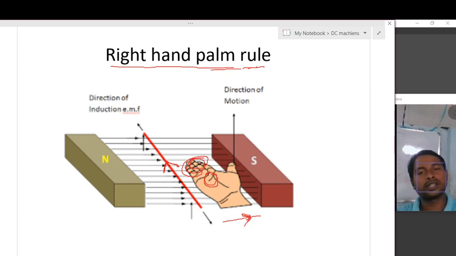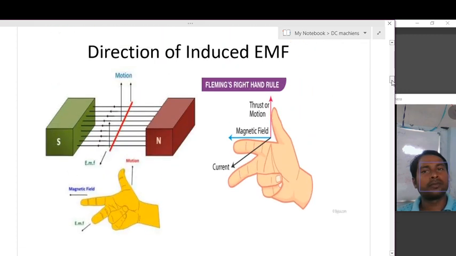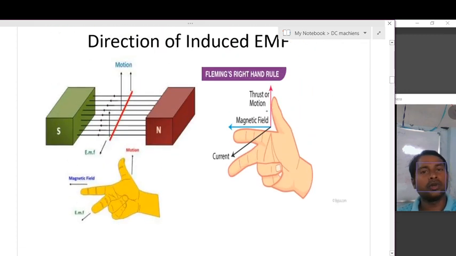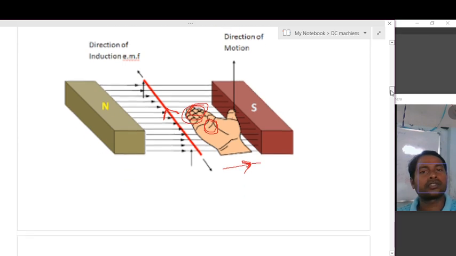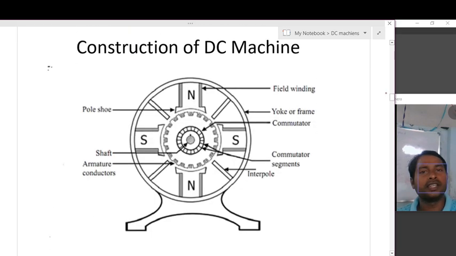So this is another way of expressing the direction of induced EMF. But according to the right hand thumb rule, this is the expression. So this is the flux, and then motion. This will be the current carrying. So this is also another way, and the right hand palm rule is also another way of expressing the direction of induced EMF. And the next one, the construction of DC machine.